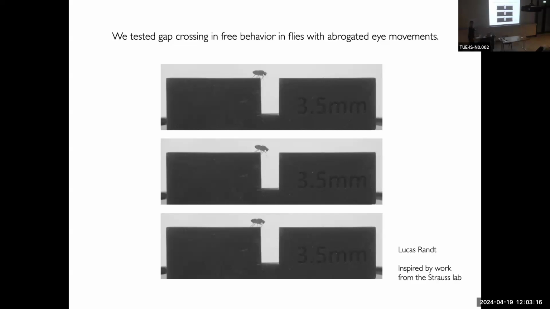And so we basically copied the setup, and you're going to see flies crossing a challenging gap. So this is 3.5 millimeters, which is roughly a body length. And this fly is going to launch over, and the other ones are going to walk around. And this is the fastest you'll see.